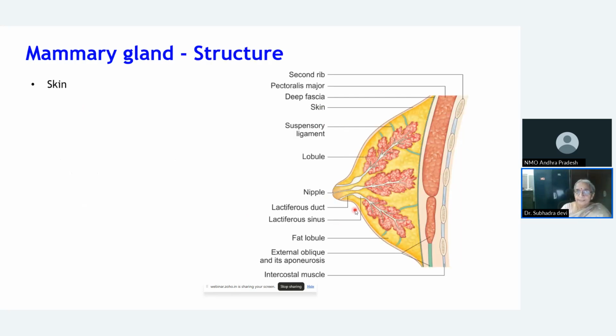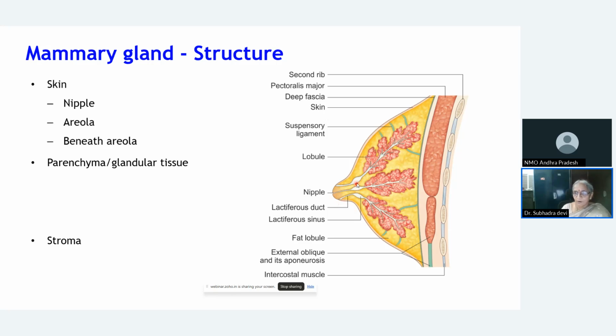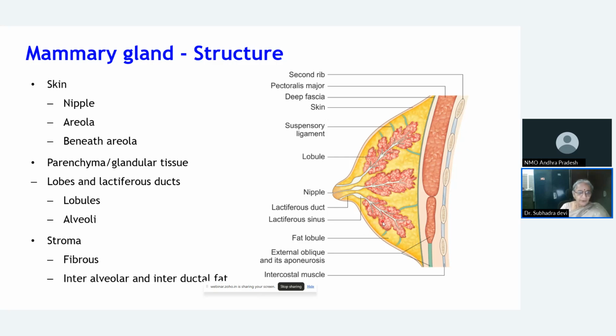Then there is the structure. What is the structure? You have to mention skin, parenchyma, stroma. What is skin? Again, you have to mention the nipple, areola, and behind the areola, how it will be. Then the glandular tissue, parenchyma means what are the lobes you are seeing, lobules you are seeing, and you have to mention the ducts. And what are alveoli? Secreting units. And the stroma is the fibrous connective tissue you are seeing.